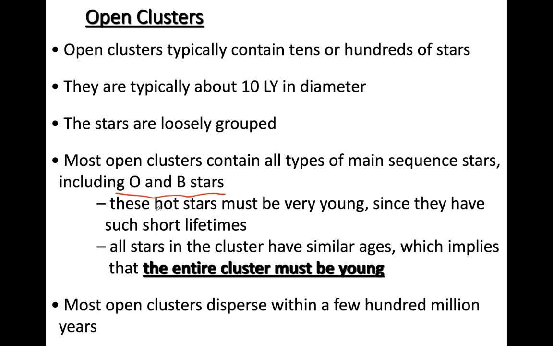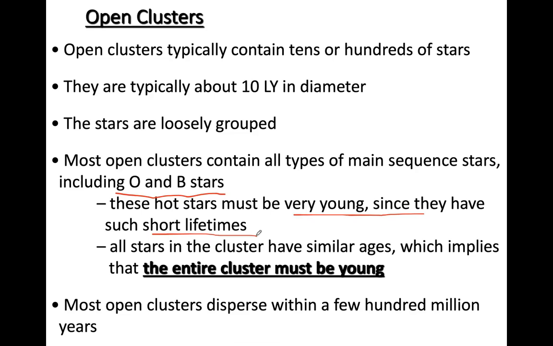At the same time, as you know, these O and B type stars must be very young since they have a shorter lifetime. This is why you can see those in open clusters, because open clusters are relatively younger than globular clusters, so you will see these young stars in open clusters. And all the stars in a cluster have similar ages, which implies the entire cluster must be young. You don't need to remember everything; you can relate all these things to an HR diagram and logically construct the relations.